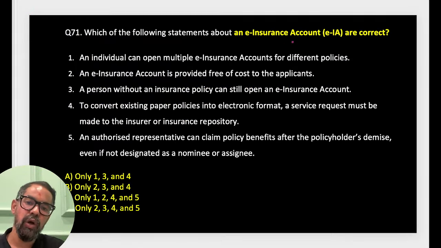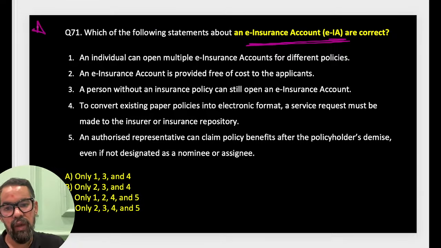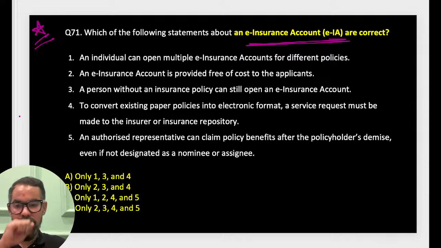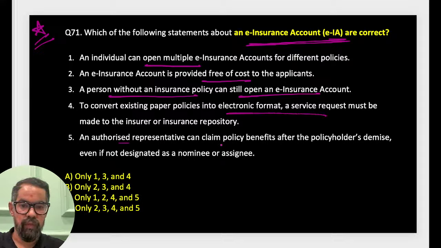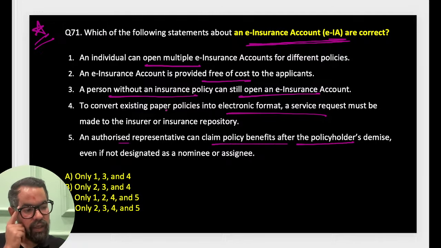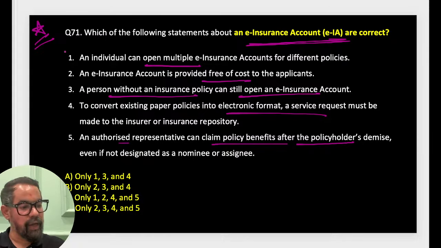Next one, e-insurance account, a very, very important subtopic. E-insurance account, what will be your correct answer? Read carefully, answer carefully, because this is something for 1 mark or 2 marks. You'll definitely see this question. E-insurance account. Okay, all these statements are part of your book only. So what will be your correct answer?